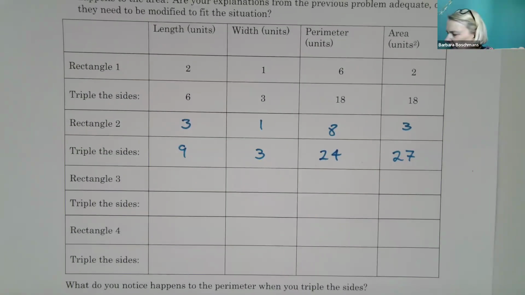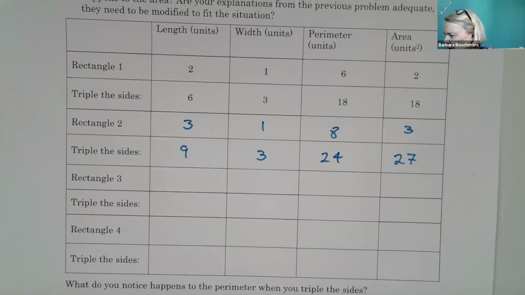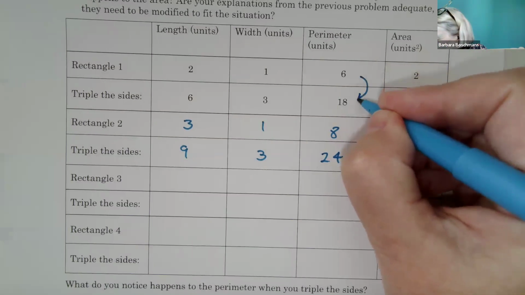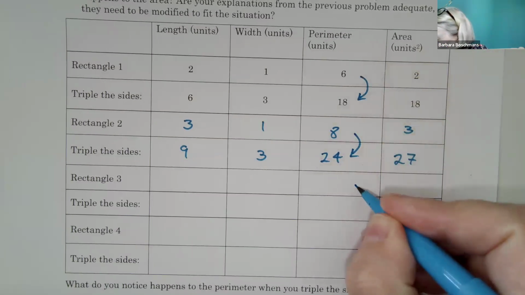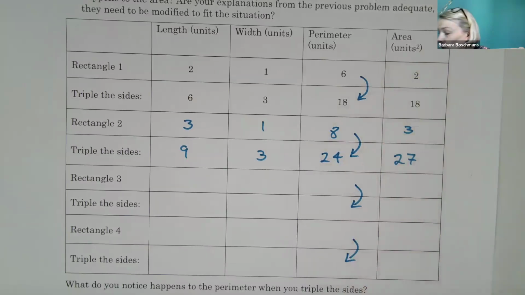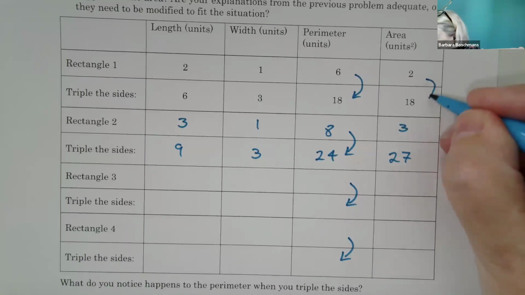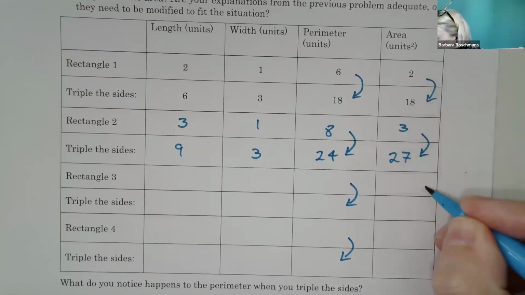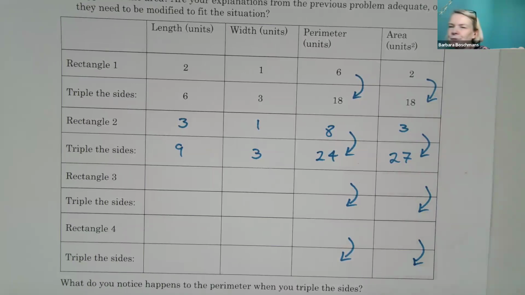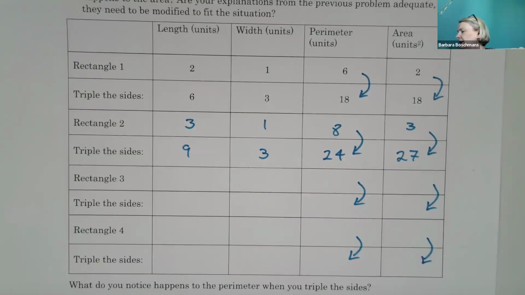Okay, so what do you notice happens to the perimeter when you triple the sides? That's going from 6 to 18, 8 to 24, your rectangles. So you need to come up with 2 more rectangles. And then what happens to the area? 2 to 18, 3 to 27, and then your 2 rectangles. So write down what you notice underneath. What happens to the perimeter, what happens to the area.